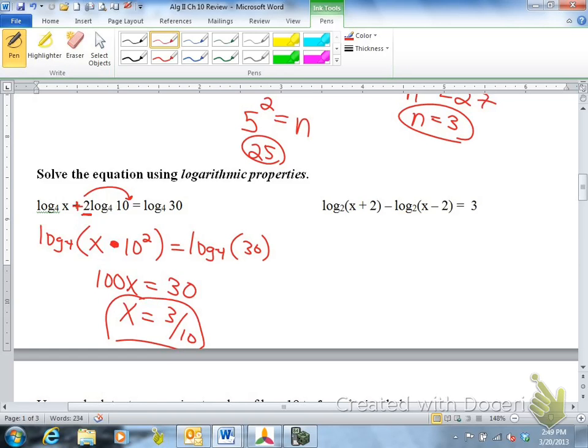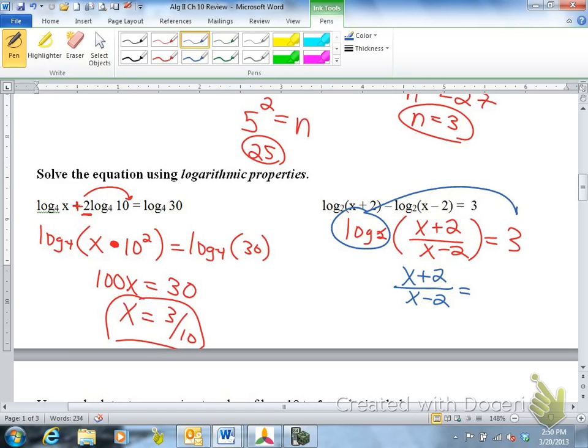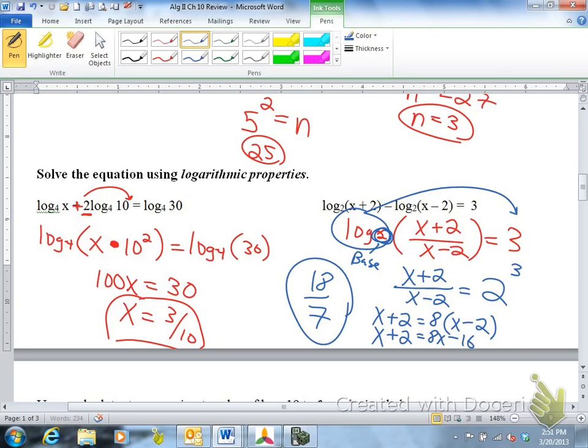The next one we have to condense. So condensing these would be log 2, x plus 2 divided by x minus 2 equals 3. So we would have x plus 2 over x minus 2 equals, this log 2 comes over here and makes it a base of 2, because that's what our base was, base of 2. So it's a base here with an exponent of 3. So 2 cubed is 8. So you'd have x plus 2 equals 8 times x minus 2, which is x plus 2 equals 8x minus 16. So you would subtract, so that would be, add that, so 18 over 7 would be the answer for that.